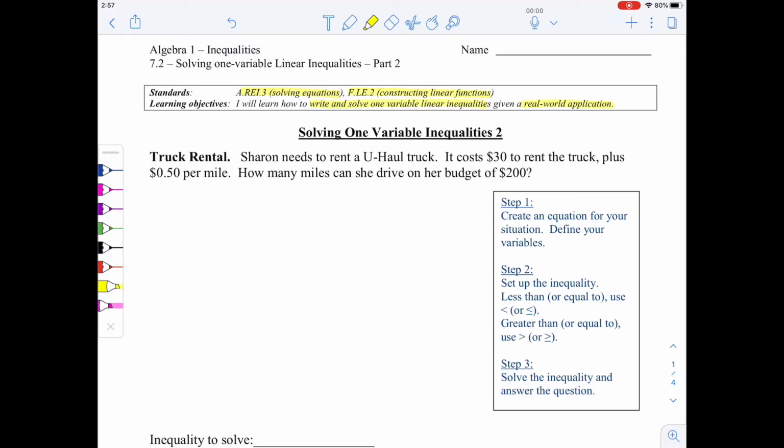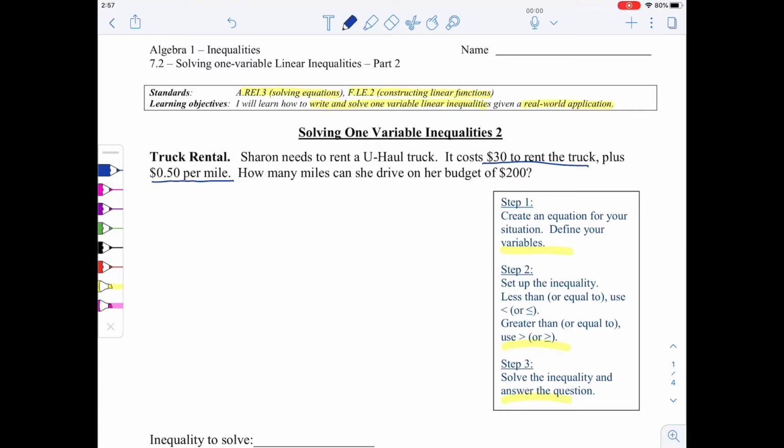Okay, so I give you the steps on the right side here. Steps for those. So, truck rental. Sharon needs to rent a U-Haul truck. It costs $30 to rent the truck plus $0.50, or 50 cents, per mile. How many miles can she drive on her budget of $200?